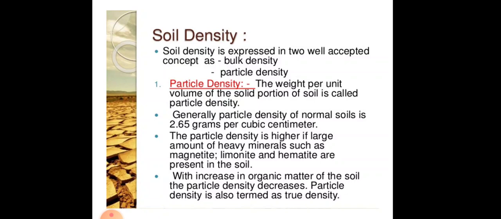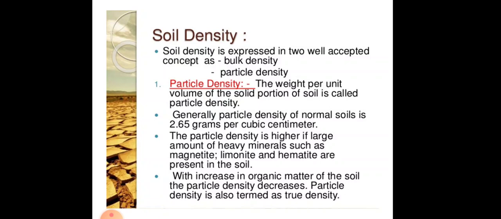The particle density is higher if a large amount of heavy minerals such as magnetite, limonite and hematite are present in the soil, because these minerals are heavy in nature, and if the soil consists of such heavy minerals in its structure, then the particle density of that soil is higher. So the black cotton soil consists of more magnetite and more hematite, and due to this reason the black soil has more particle density. With an increase in organic matter of the soil, the particle density decreases.